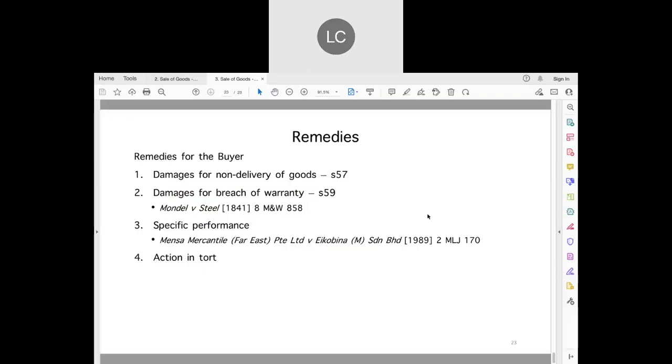And the last is action in tort, like I said just now, for tort of conversion. So for this, we end the topic on sale of goods. And when you come back from the break next week, we will start with law of agency. Right? Thank you.